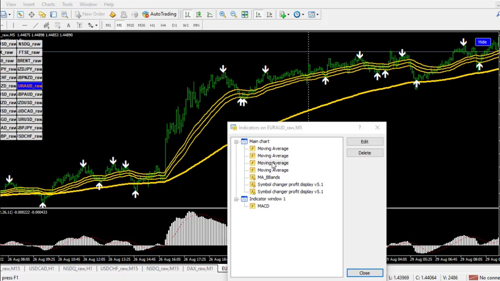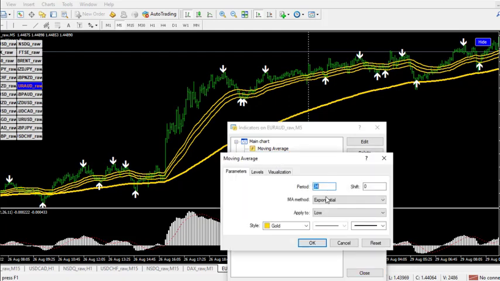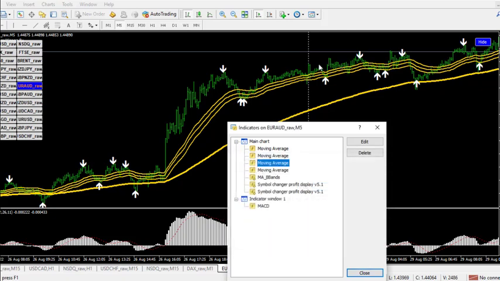And the third one is 34 also. This time around apply to low, 34, shift is 0, then MA method exponential, apply to low, and the color still remains gold. So this is how we have these three moving averages. This is how I have all the three moving averages at this particular point.